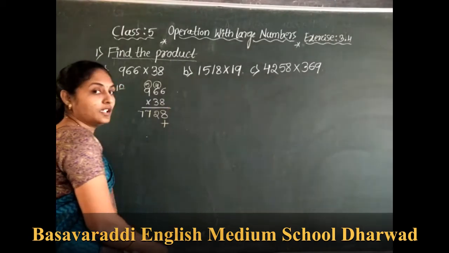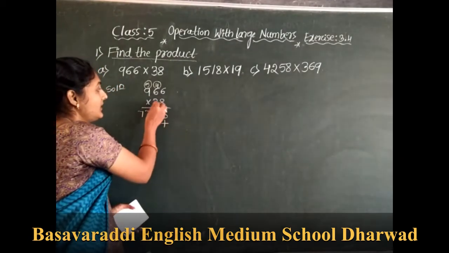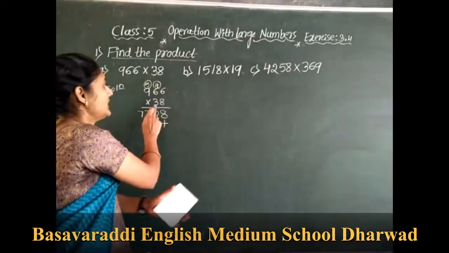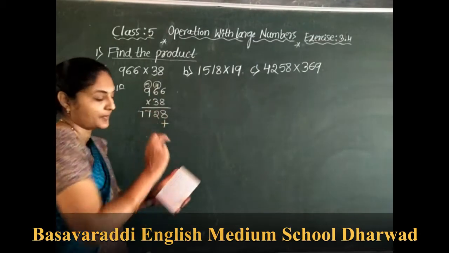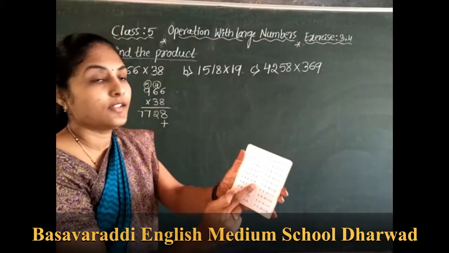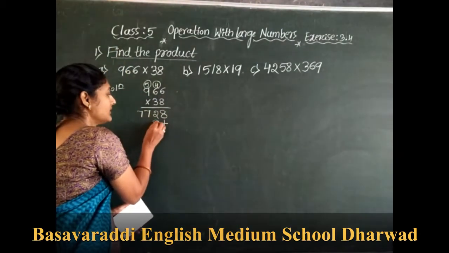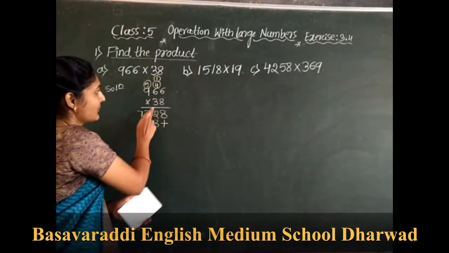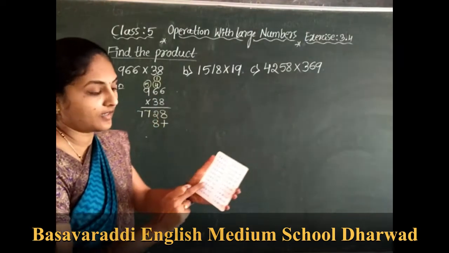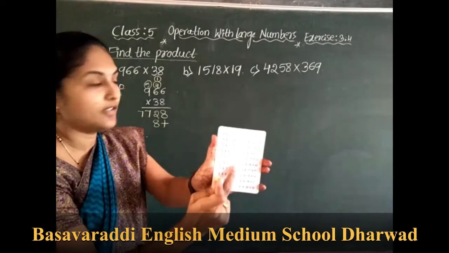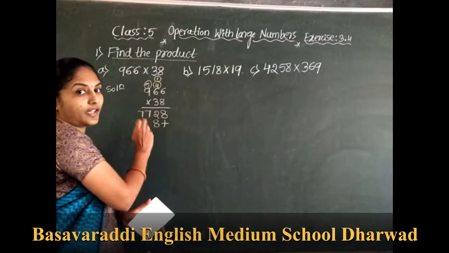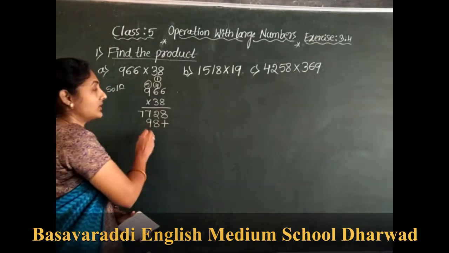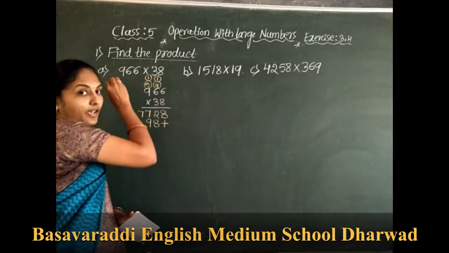So next, do the tens place multiplication. I have the 3 table. First, 3 is multiplied 6 times. 3 sixes are 18. Write 8, and 1 is carried over to the tens place. Next, 3 sixes are 18. 18 plus 1 is 19. Very good. So 9 here, and 1 is carried over to the hundreds place.